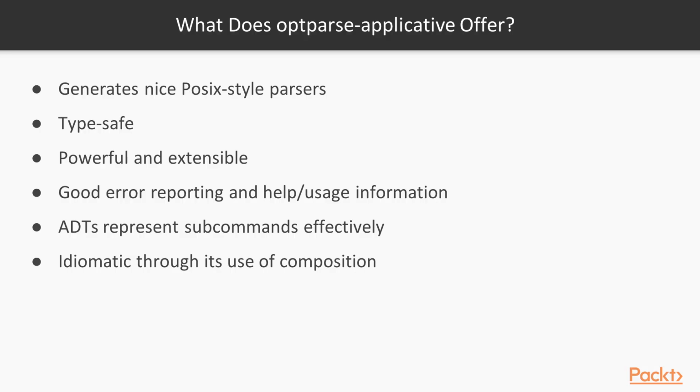What does optparse-applicative offer? Its advantages are that it generates pleasant POSIX-style parsers, it's type-safe, it's powerful and extensible, it has good error reporting and usage information to the user. Its use of algebraic data types makes it easy to represent subcommands. And it feels very Haskell-y in that it encourages the developer to build up complex command line parsers from smaller parsers by composition. What distinguishes optparse-applicative parsers and those available from other third-party packages in the Haskell ecosystem from parsers in other languages is that the types tend to drive parsing. They will typically generate the parser and help messages from the same types with very little redundancy or boilerplate, and they will typically also guarantee that all cases are fully handled by the parser.